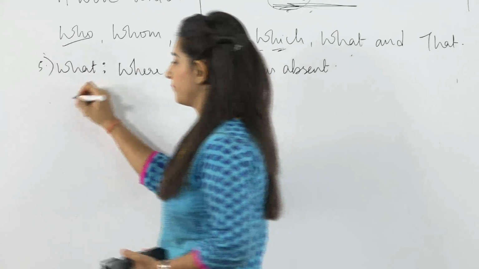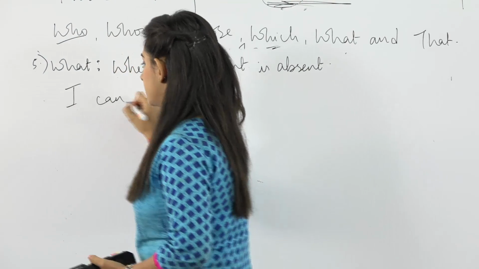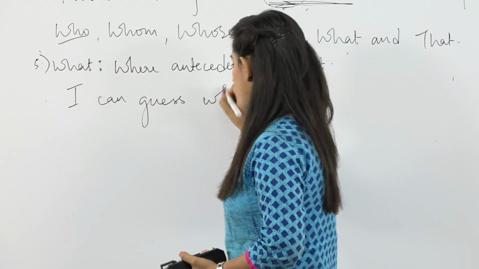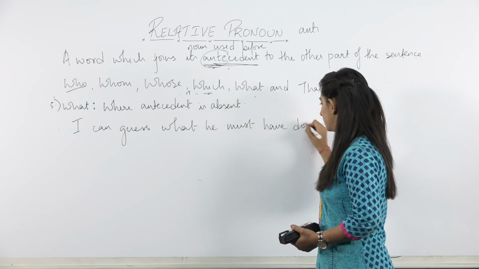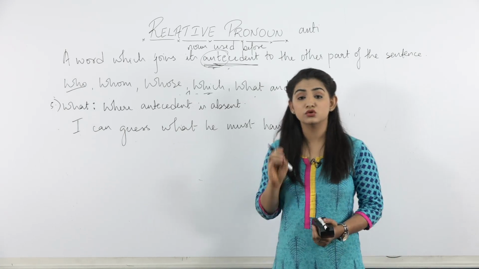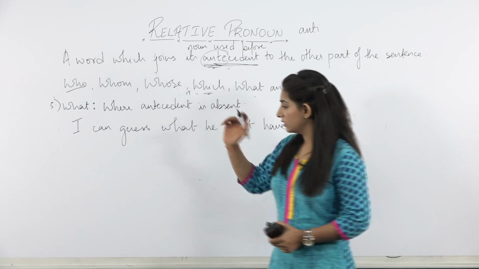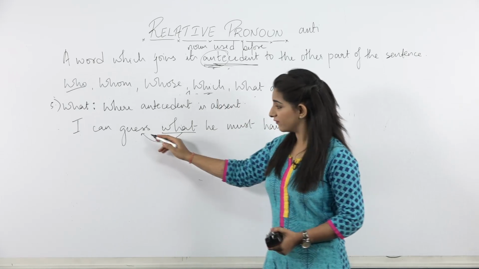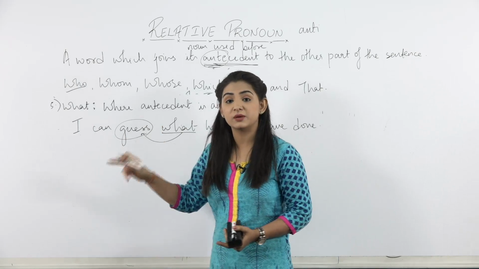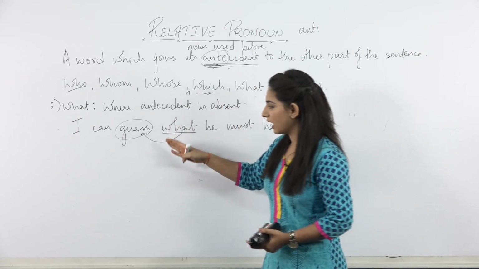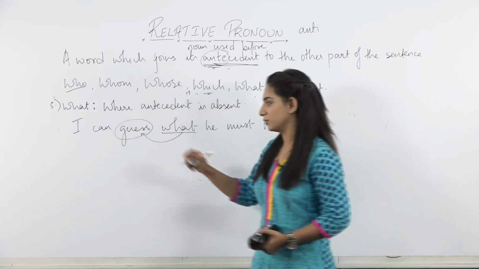For example, if I say, I can guess what he must have done. Now in this sentence you can see I can guess what he must have done. I told you we shouldn't have an antecedent here, but we have placed guess here. हमने कहा था कि यहाँ पे antecedent नहीं होना चाहिए, जहाँ antecedent नहीं होता वहाँ पे what का यूज़ होता है, लेकिन यहाँ पे तो guess दिया हुआ है.